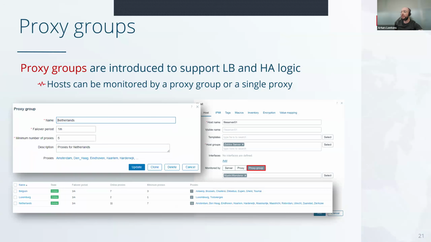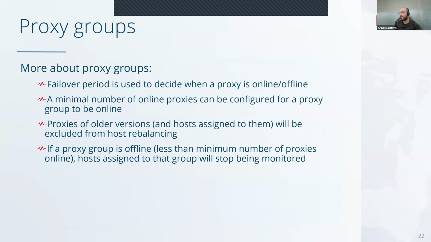And here we can see we are creating a new proxy group that contains various proxies over here. So proxy groups contain multiple proxies, and we can define failover periods, minimum numbers of proxies within a proxy group for it to be considered up, can provide description for it, and then assign hosts to proxy groups. In proxy groups, we have various parameters, like I mentioned. For example, the failover period is used to essentially decide if proxy in a proxy group is unavailable for X amount of seconds or minutes. Only then it's considered offline.